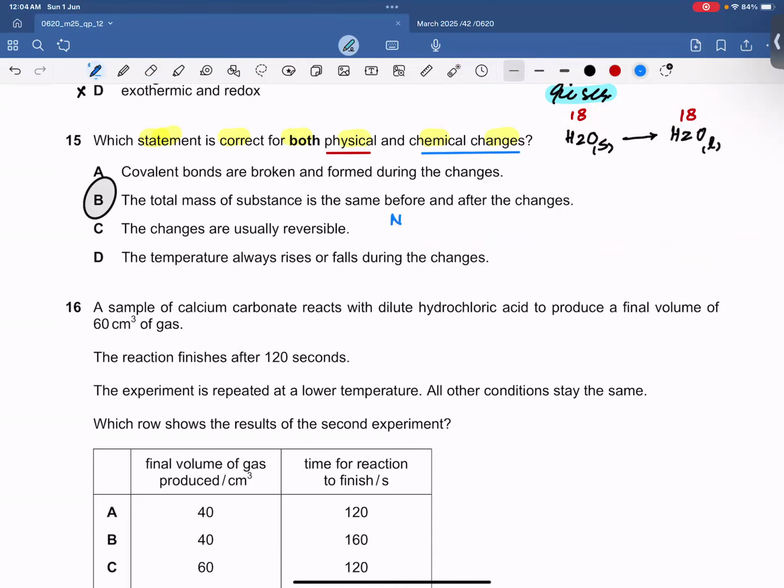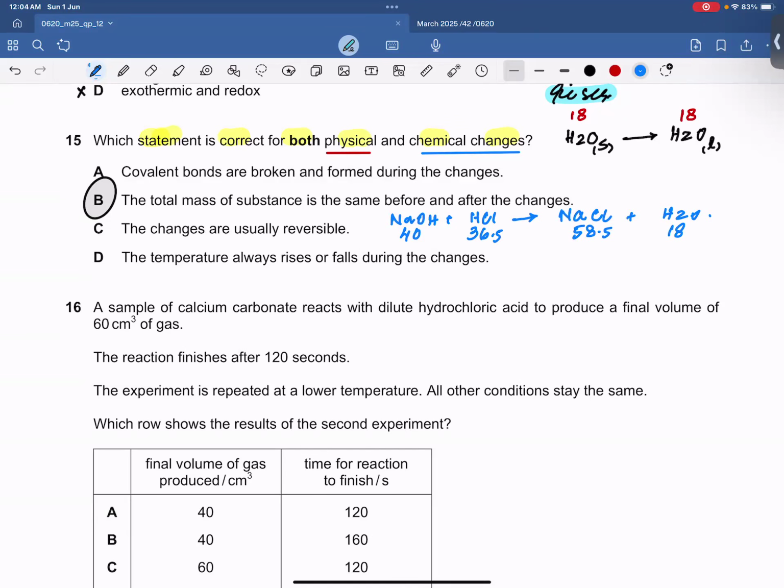This is basically NaOH and this is basically HCl. It is an acid-base reaction again. It is converting into sodium chloride and water. The Mr of sodium hydroxide is 40. The Mr of HCl is 36.5. The Mr of sodium chloride is 58.5. The Mr of water is 18.